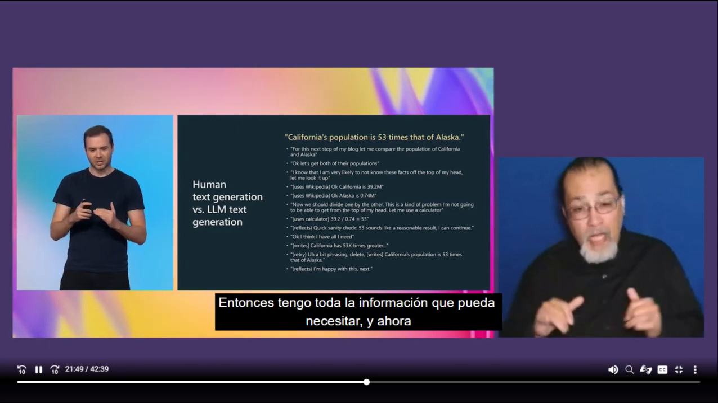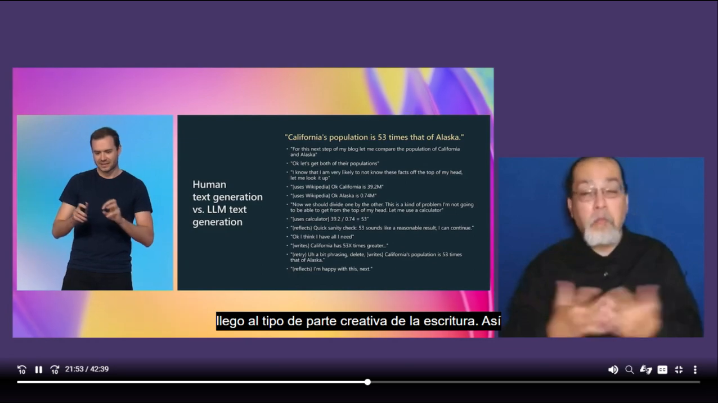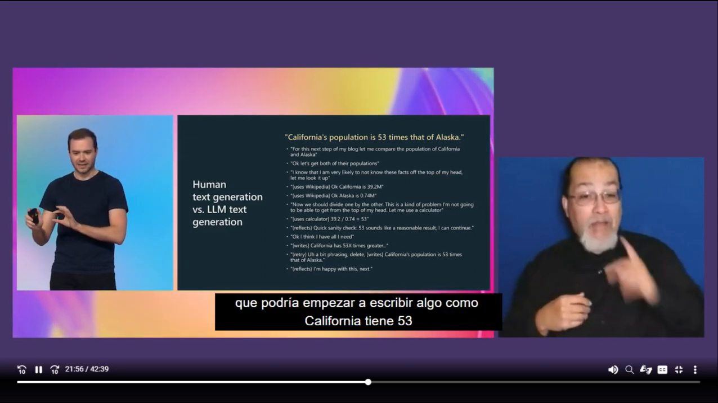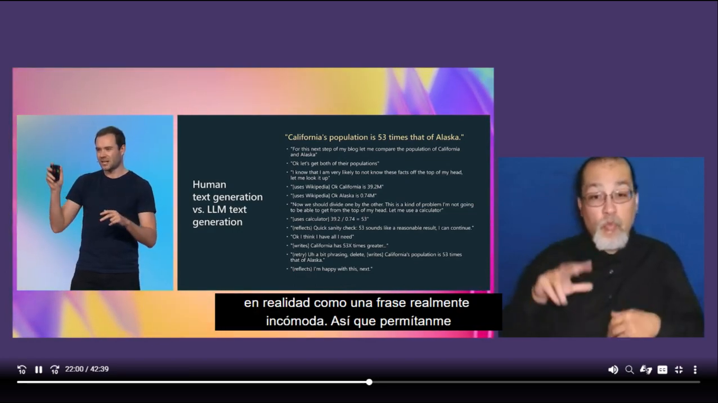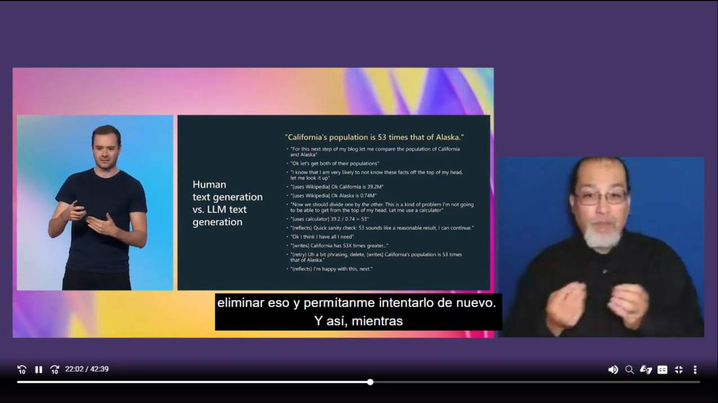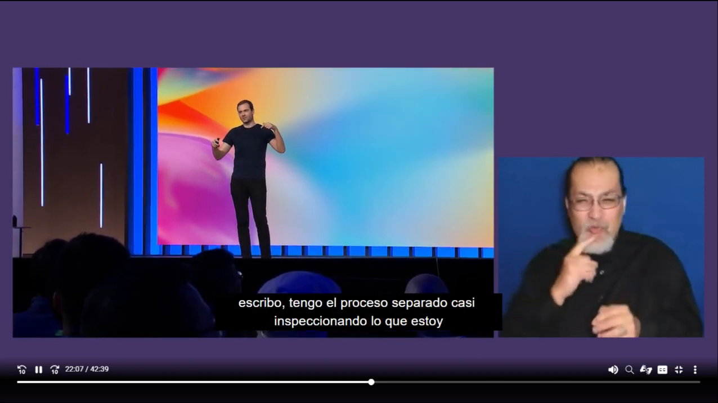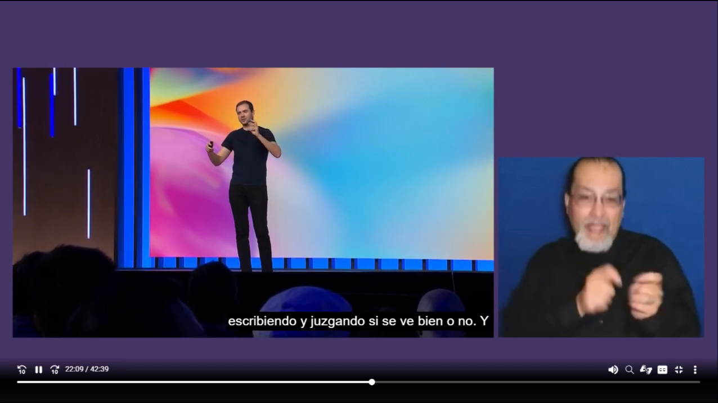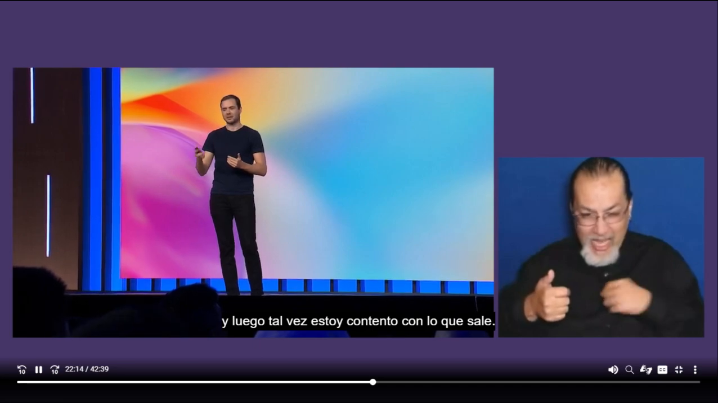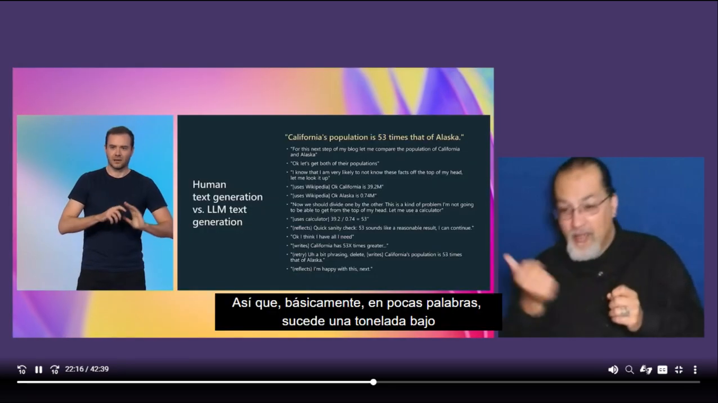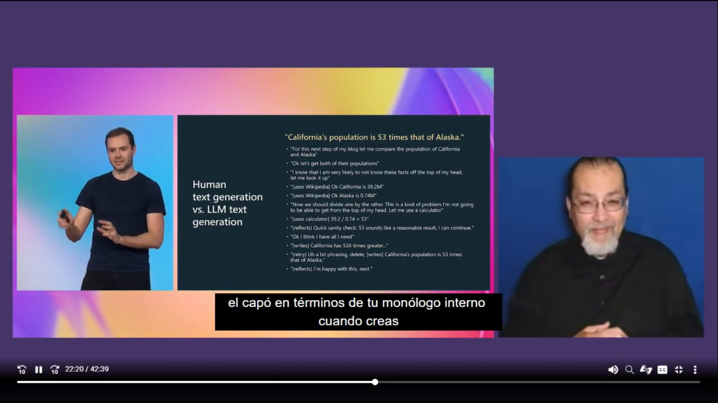So then I have all the information I might need, and now I get to the sort of creative portion of writing. So I might start to write something like, California has 53x times greater, and then I think to myself, that's actually really awkward phrasing, so let me delete that, and let me try again. And so as I'm writing, I have this separate process almost inspecting what I'm writing and judging whether it looks good or not. And then maybe I delete, and maybe I reframe it, and then maybe I'm happy with what comes out. So basically, long story short, a ton happens under the hood in terms of your internal monologue when you create sentences like this.